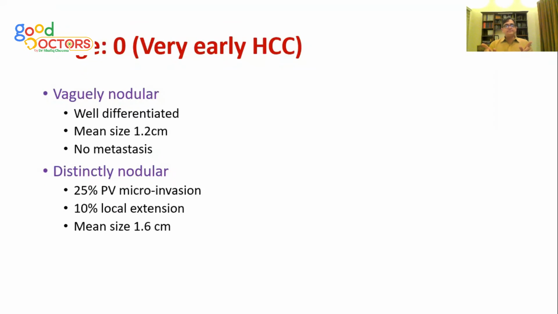Once we have done that, then we can easily decide regarding the treatment option. If somebody is stage 0, that means they have a tumor of less than 2 centimeter, CTP class A and functional status 0. That is a patient who is an ideal candidate for either resection or radiofrequency ablation. Even at this stage, people have further classified as vaguely nodular and distinctly nodular. The importance is that in distinctly nodular, though the size is around 1.5 to 1.6 centimeter, 25% of these patients are going to have portal vein microinvasion.